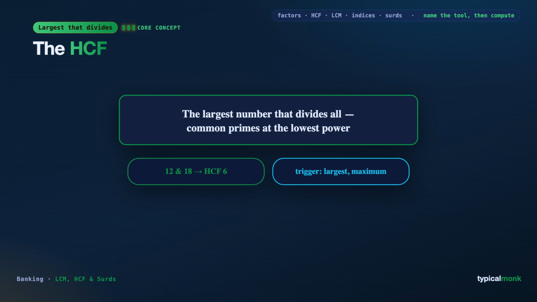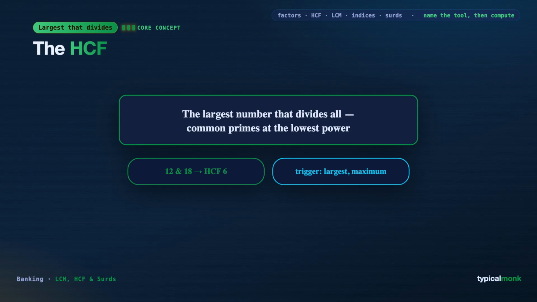The HCF is about the largest common size. The biggest amount, group or measure that fits exactly into several quantities. Whenever a problem asks for the greatest, the largest, or the maximum something that divides given quantities evenly, your instinct should immediately jump to HCF.